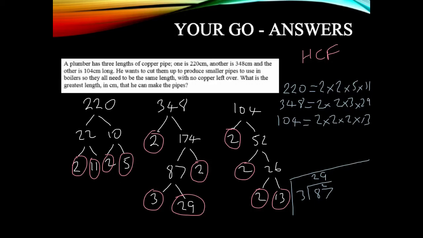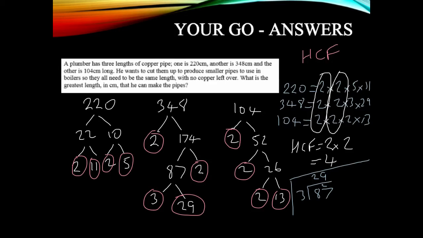Okay. At that point, I need to look to see what numbers are in both. And I can see I've got a 2 in all of them. So my highest common factor is going to be 2. And I've got another 2 here that's in all of them, times 2. And that's it. All the other numbers are different. So the highest common factor is 4.